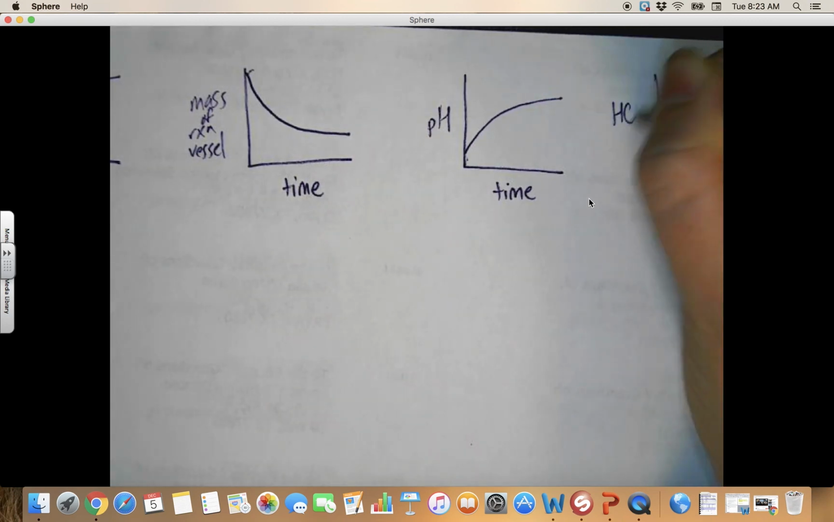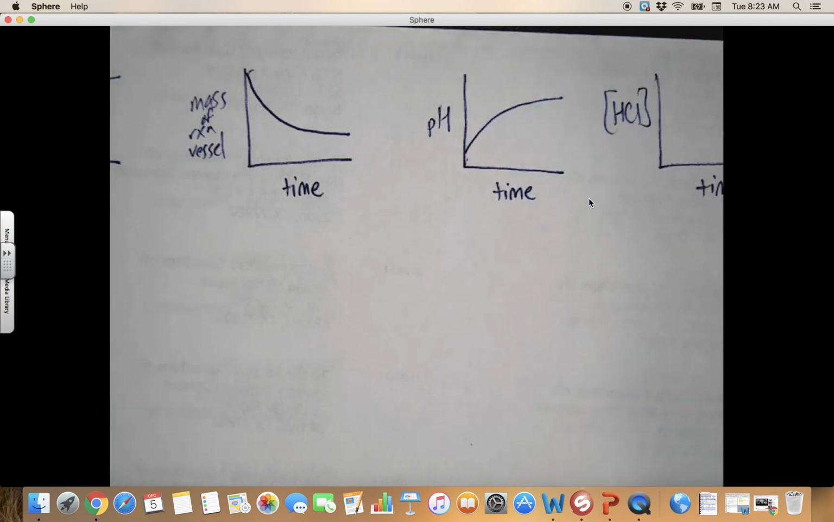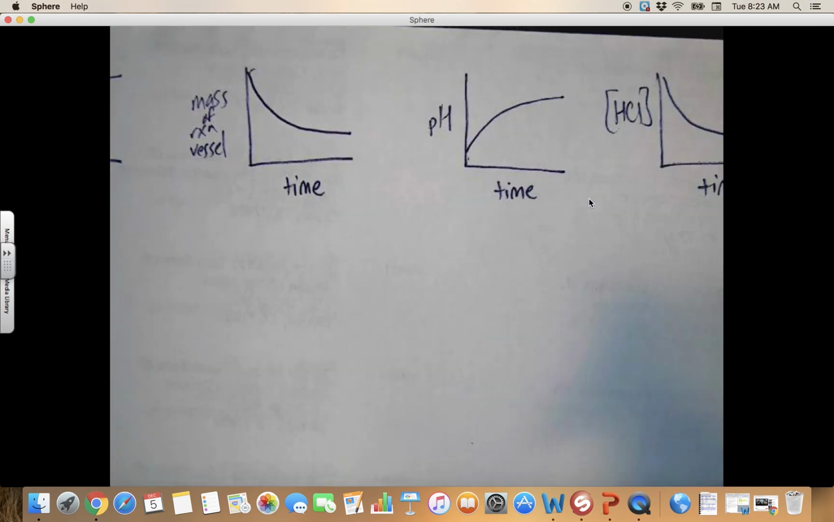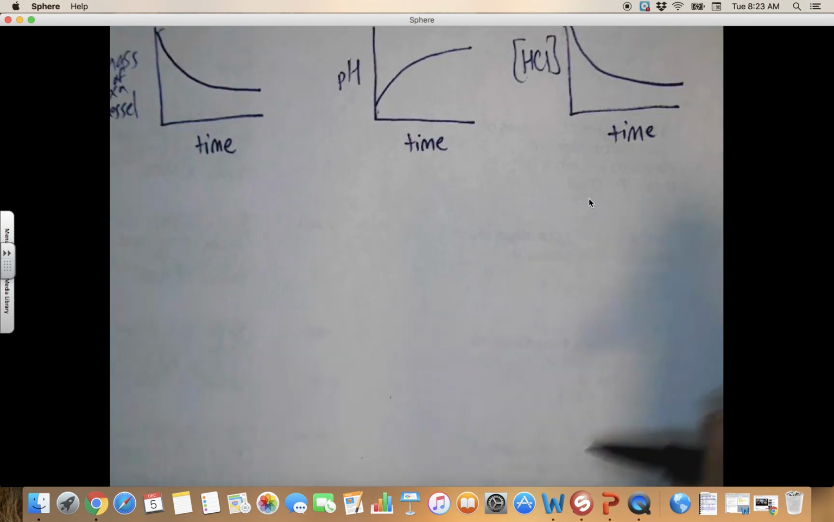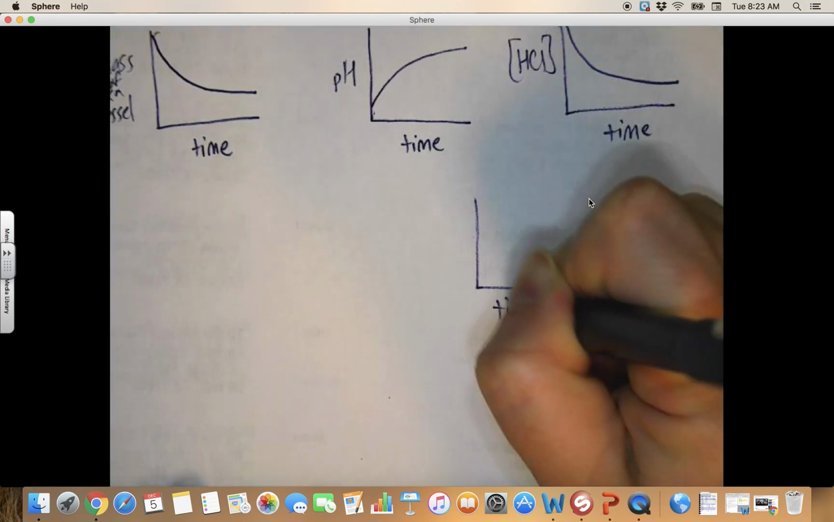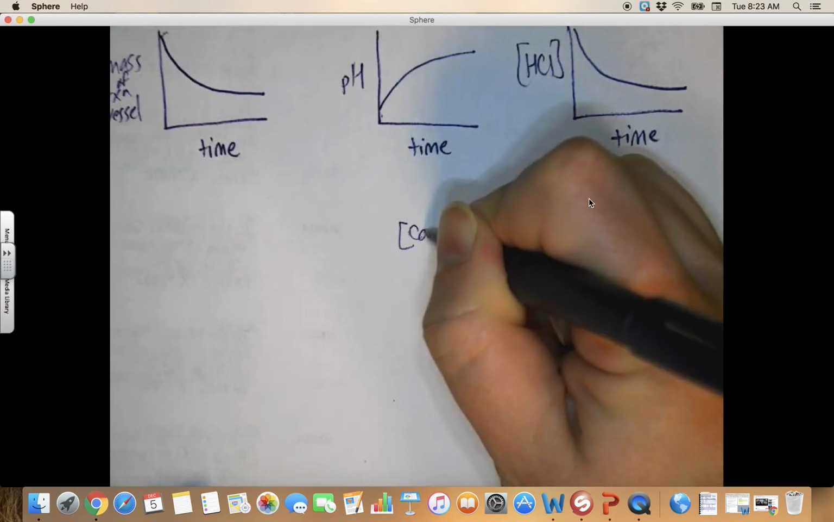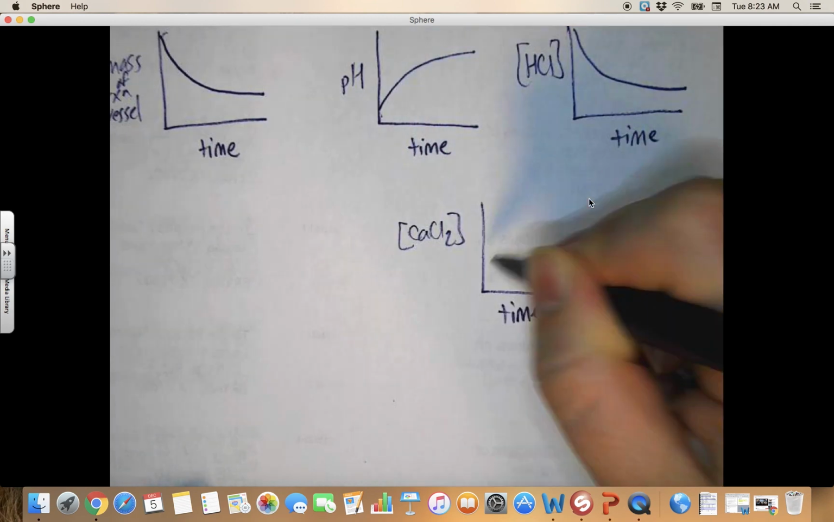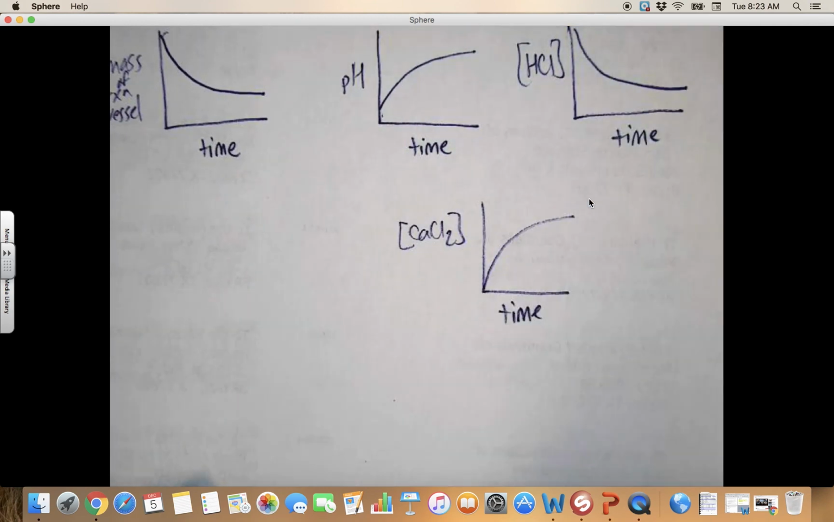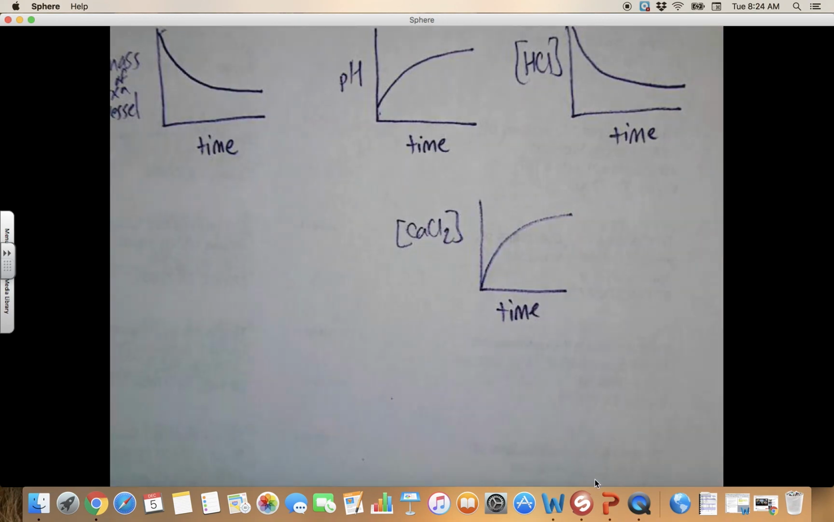What if we had the concentration of the HCl, though? That would have a downward curve. And if we had our concentration of calcium chloride, it would have an upward curve. So there you go.